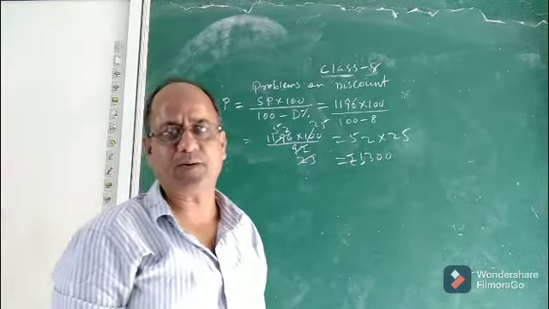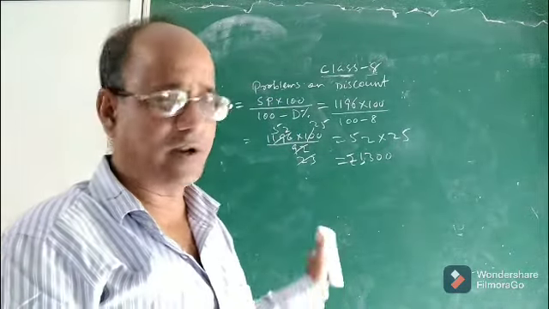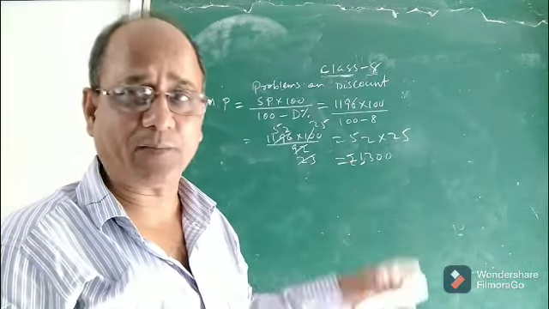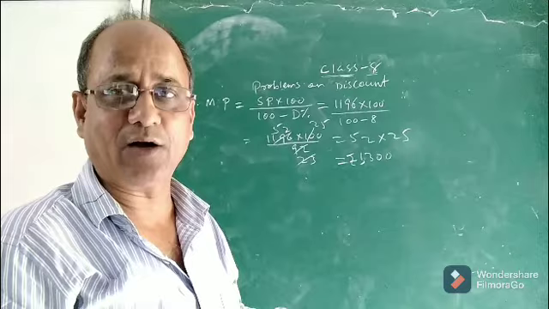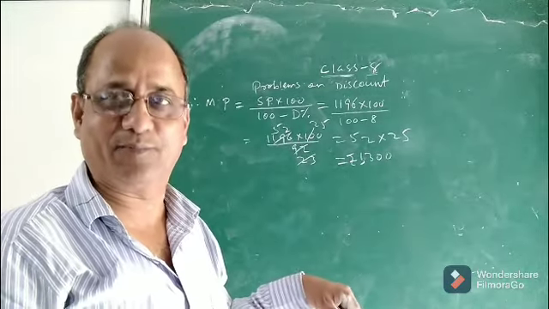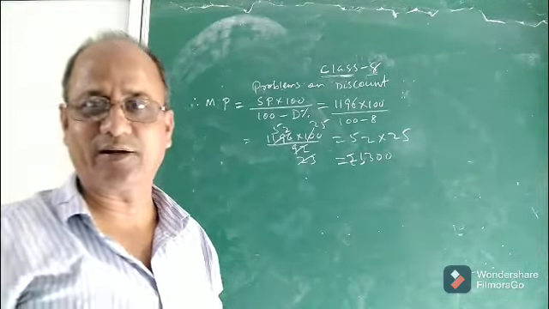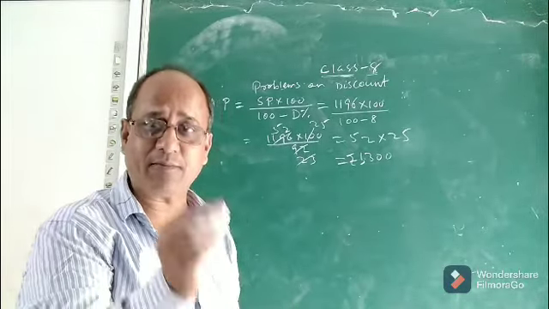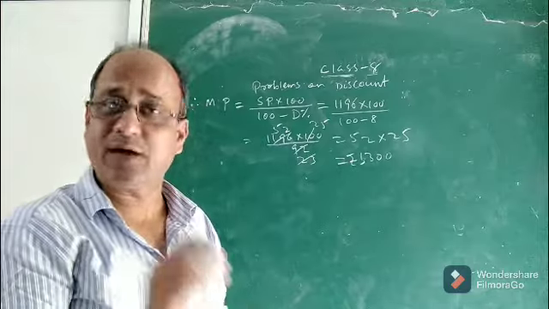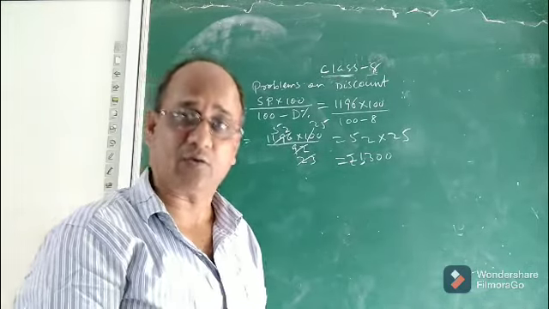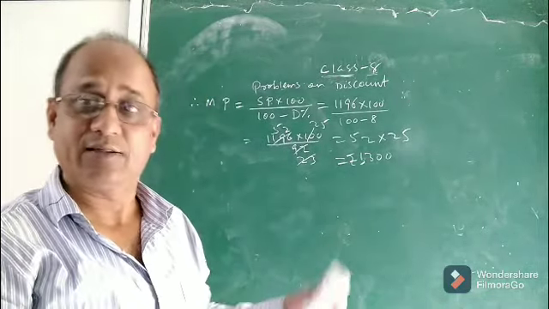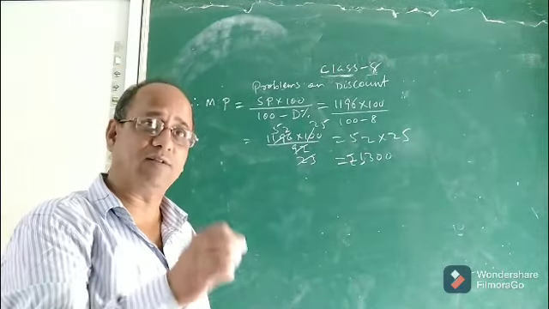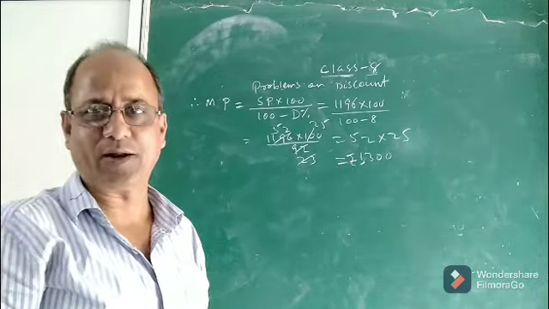See children, in this particular problem, our aim was to find the mark price of the suit. To find the mark price, first we have to find the selling price, and to find the selling price, first we have to find CP. So logically you have to proceed. You have to think what formula to use, what I want to find, what is my aim. My aim is to find the MP. We are given the discount percent. If I can calculate the selling price, then only I will be able to compute the mark price.